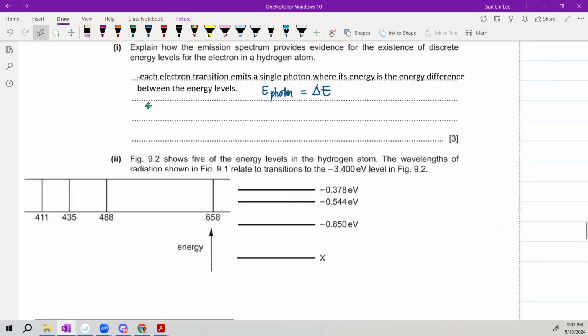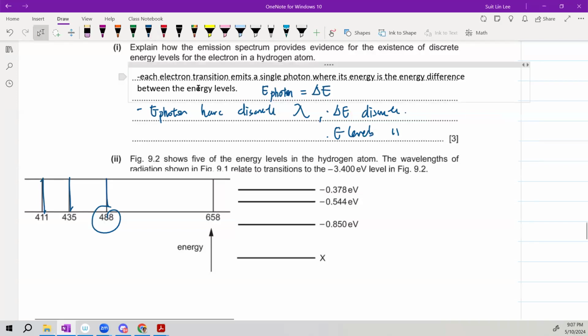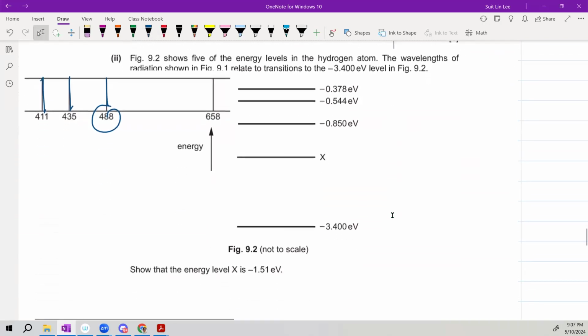And of course, to complete the question, you will then say, since the photons have a discrete wavelength, as you can tell from these discrete lines, only 488, no 488.5, no 480, so delta E is discrete. Don't use symbols in the exam, write full terms. And because of this, the energy levels are discrete. Okay, so we're going to transition.